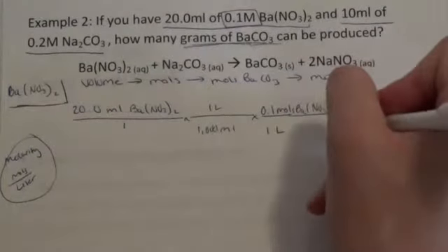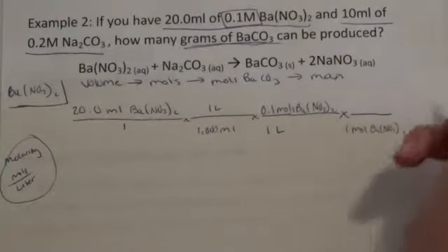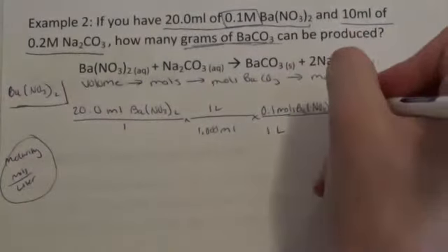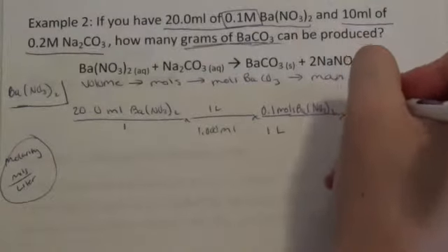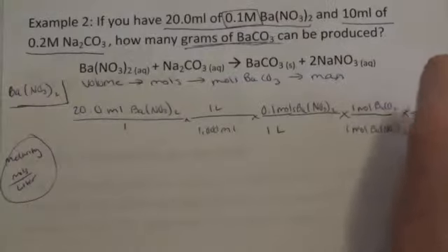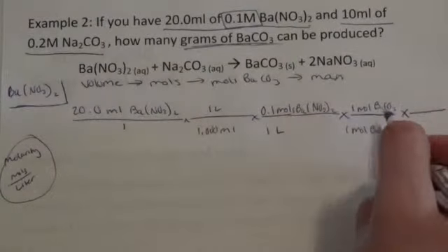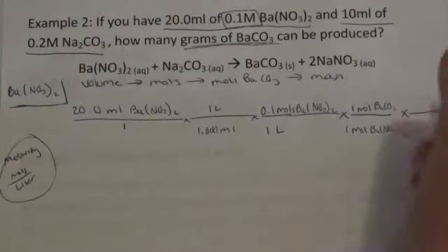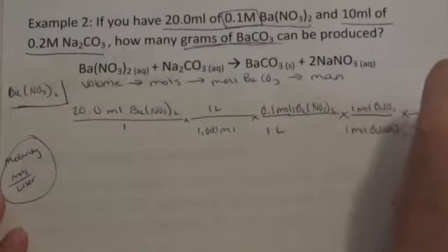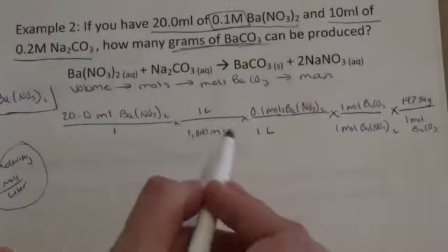We've got 1 mole Ba(NO3)2, and that goes to 1 mole of BaCO3. Okay, so we're running out of room here. And same as before when we talked about stoichiometry, we're going to go to our molar mass. So in 1 mole of BaCO3, we're going to be able to cancel out the units that you don't want.